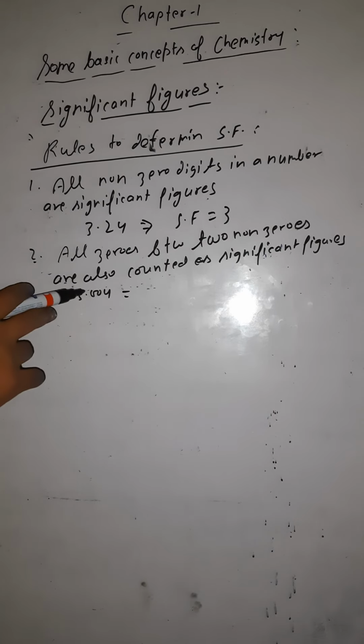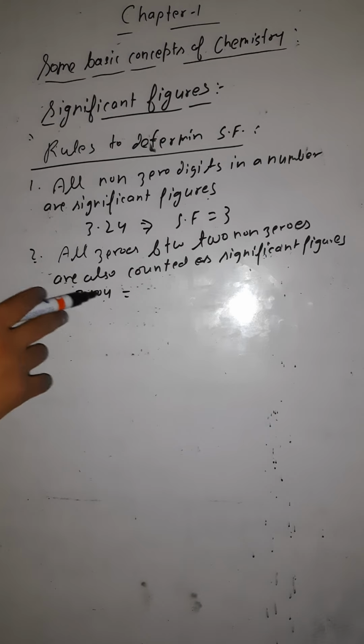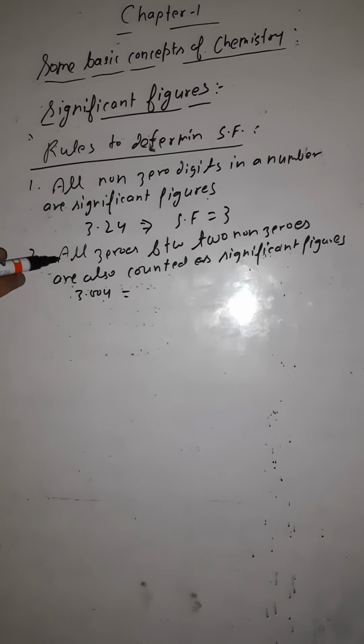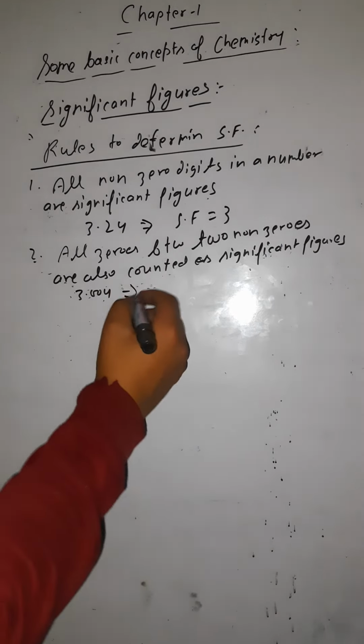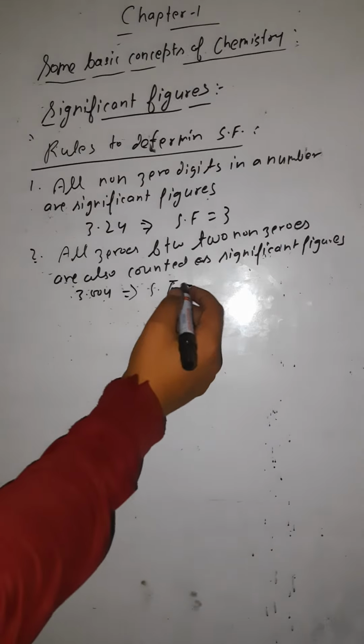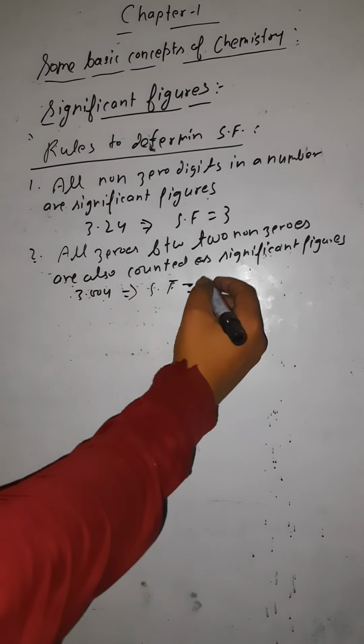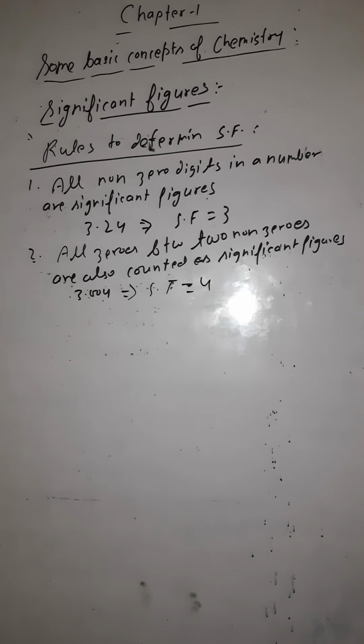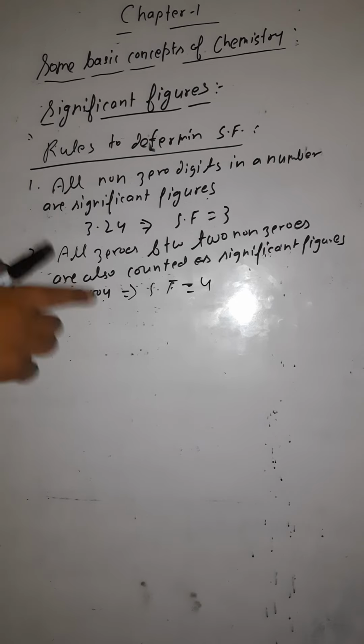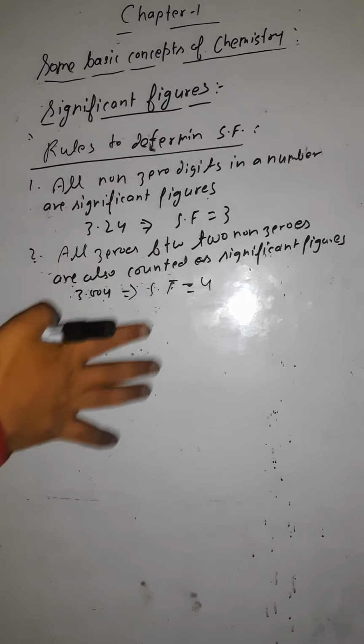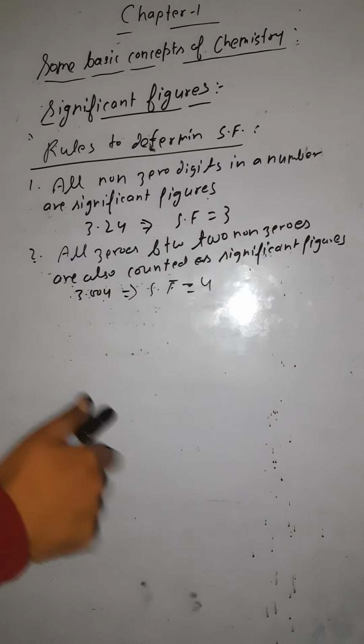So all the zeros between two non-zeros, what is the rule? All the zeros between two non-zeros would also be counted as significant figures. So how many significant figures here? If you count 1, 2, 3, 4, total 4 significant figures. So this is rule number 2, and this is how you calculate the significant figures. Hope you are getting this. Now let's move towards the third rule.